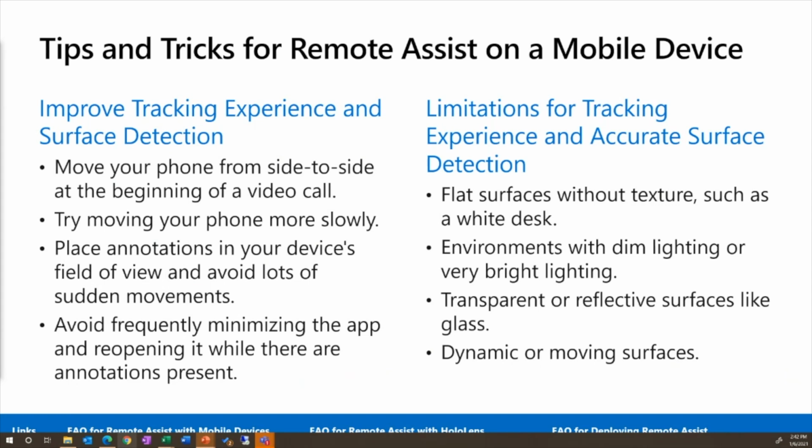So some limitations that might hinder your tracking experience and accurate surface detection include flat surfaces without a texture, like a white desk, for example. Environments with dim lighting or very bright lighting can be problematic, and transparent or reflective surfaces like glass. And then also dynamic or moving surfaces like a conveyor belt could be problematic as well.